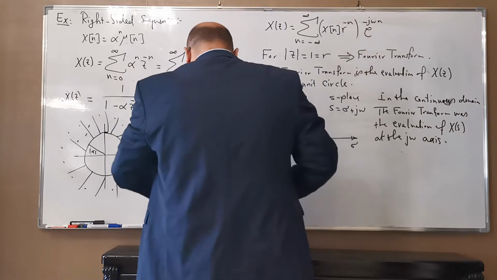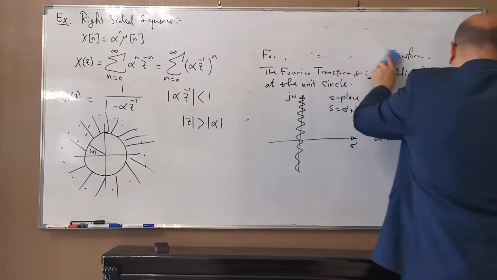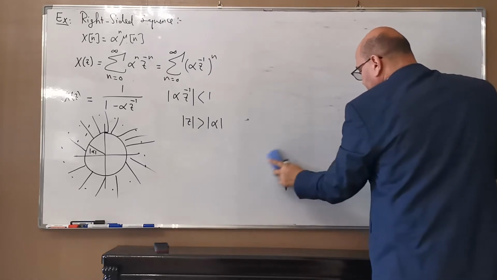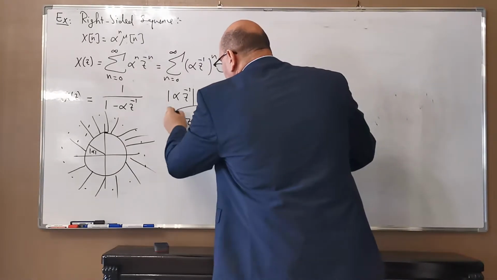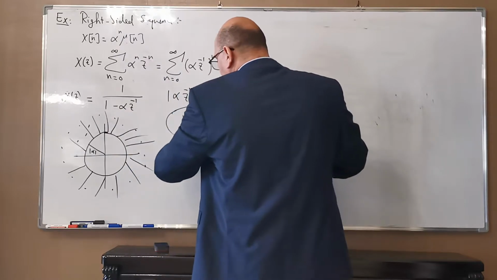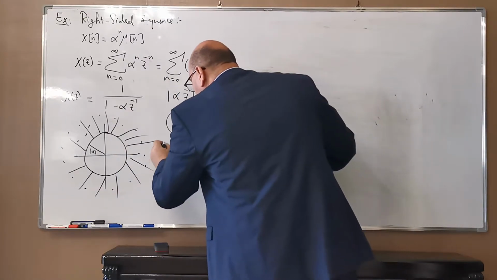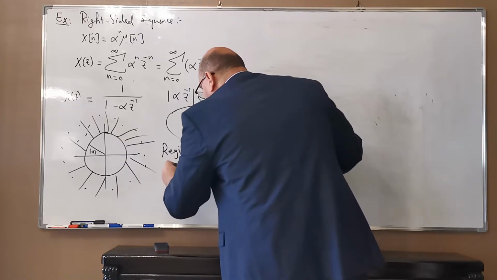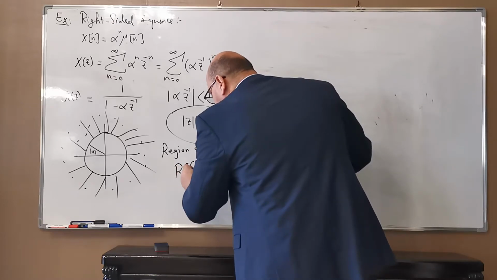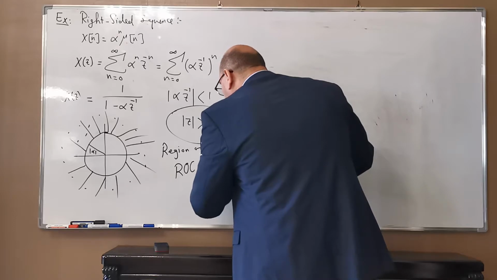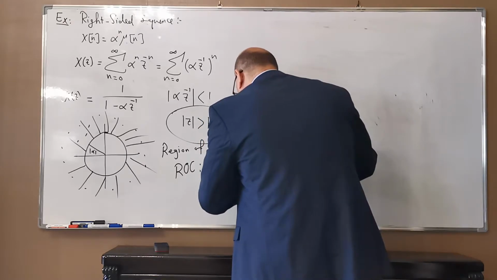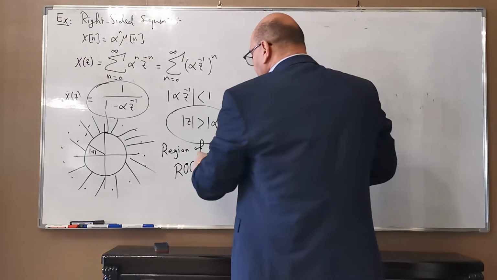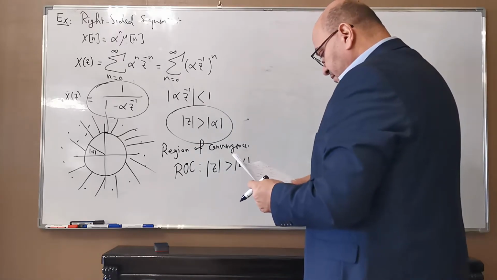So if I'm going to take an example for this and show you the importance of this result: where X of Z has a value for the magnitude of Z greater than alpha, we call it the region of convergence, abbreviated ROC. The ROC here is the magnitude of Z greater than the magnitude of alpha. This is our region of convergence for this problem. So X of Z exists and is equal to this value given that the ROC is the magnitude of Z greater than alpha.